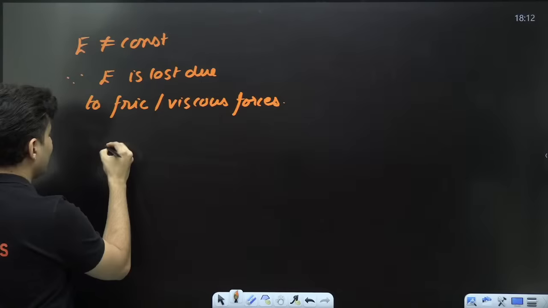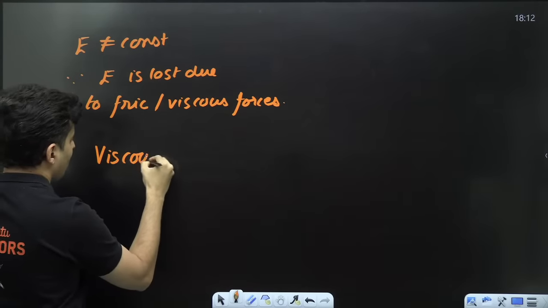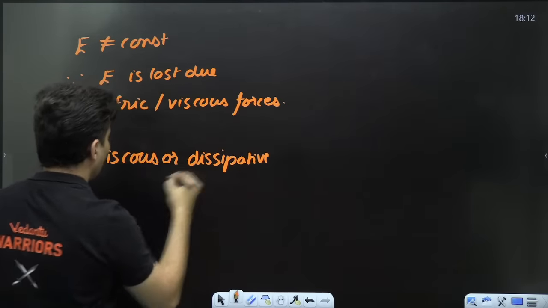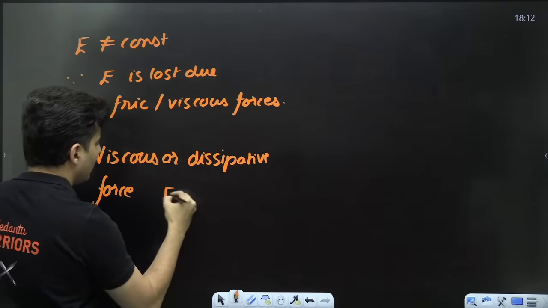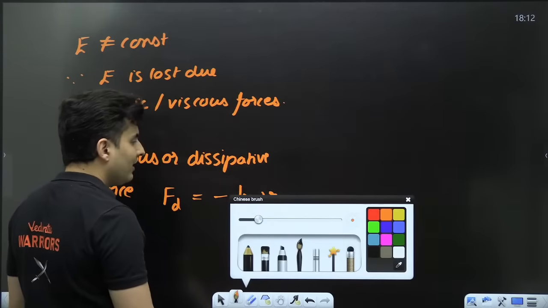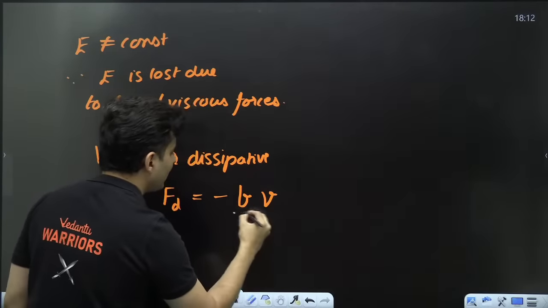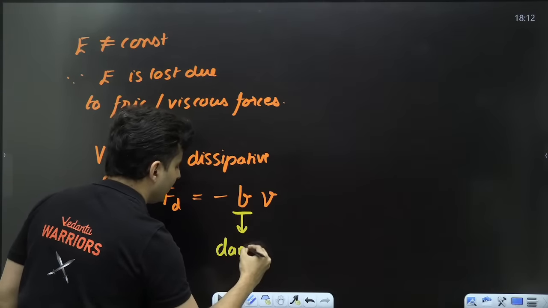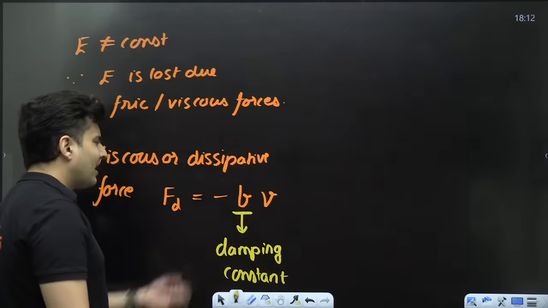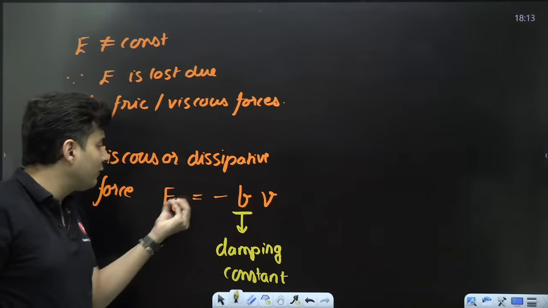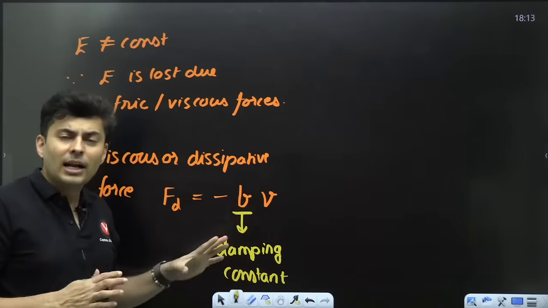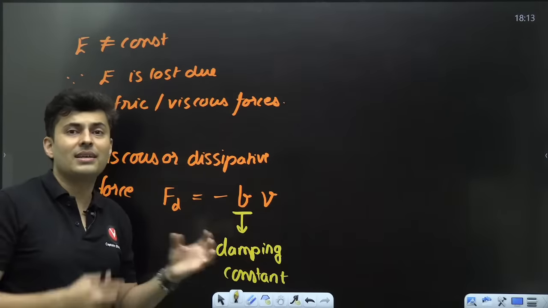And this viscous or dissipative force is given by F_D equals minus b times v. v is velocity. What is b? b is basically called your damping constant. If b is very large, that means the force retarding it is very, very large. If b is small, that means the dissipative forces are very, very less.